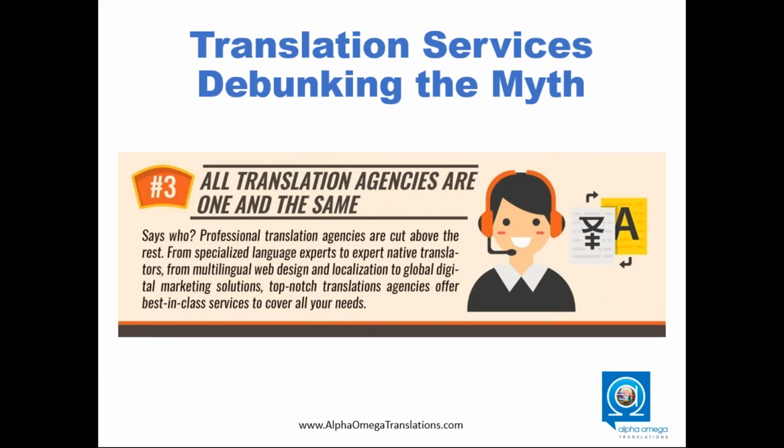The third myth is that all translation agencies are one and the same. Says who? Professional translation agencies are a cut above the rest. From specialized language experts to expert native translators, from multilingual web design and localization to global digital marketing solutions, top-notch translation agencies offer best-in-class services to cover all your needs.